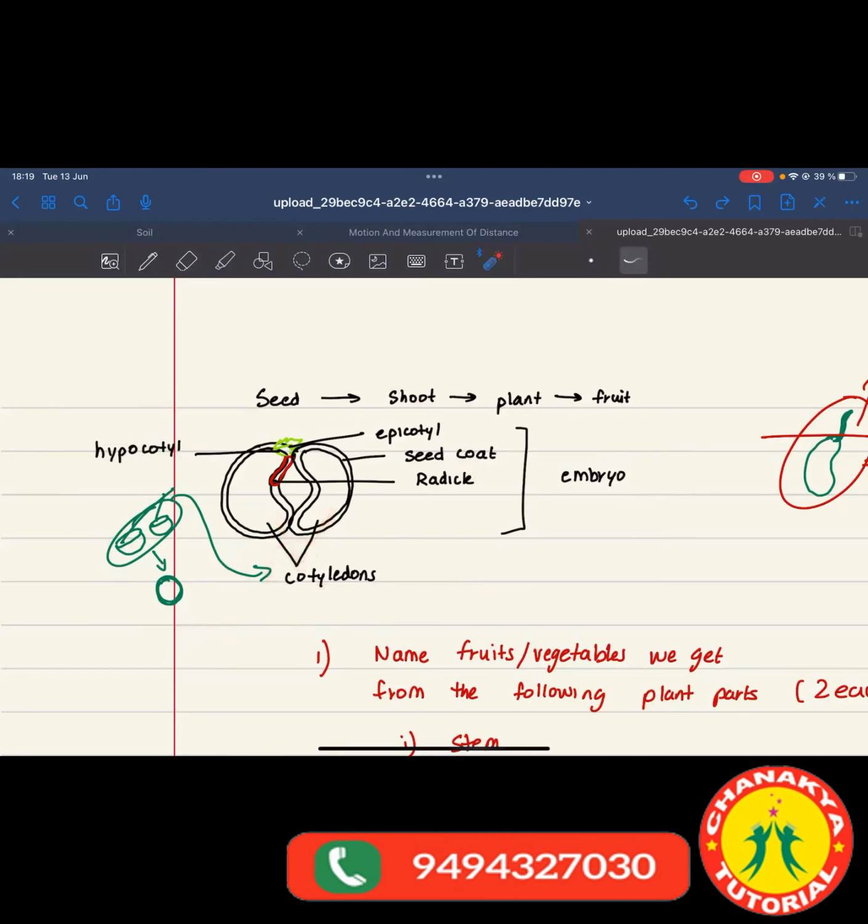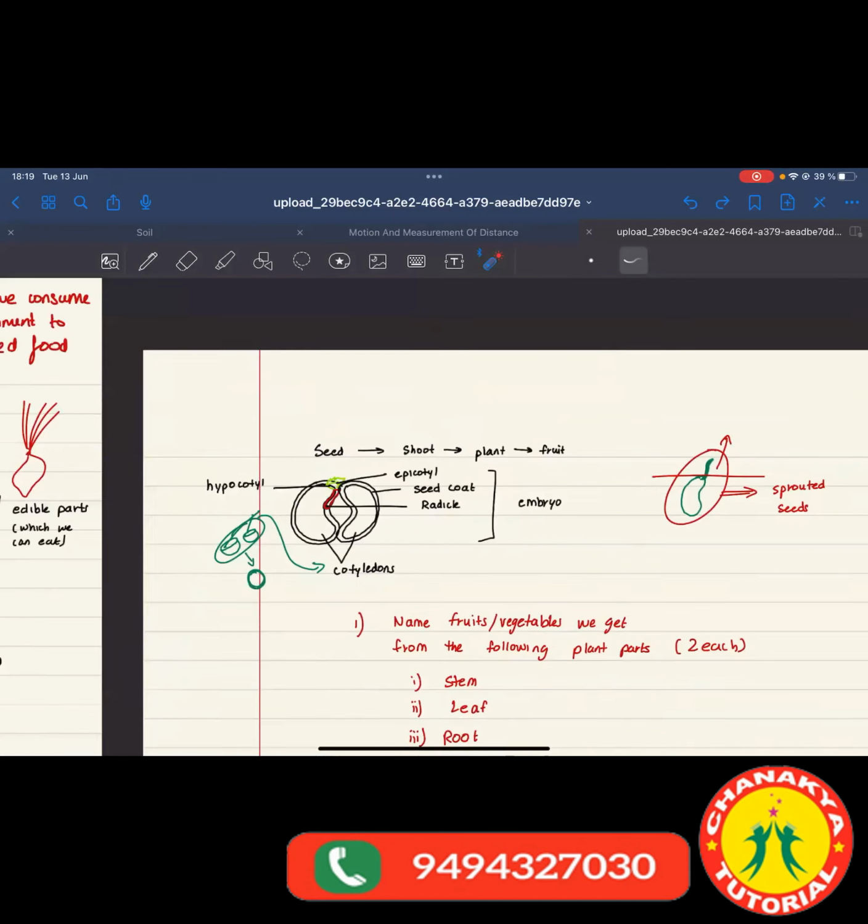So this is how they grow. From the seed comes the shoot, from the shoot there's the plant, and from the plant there is the fruit. This is how the whole process is.